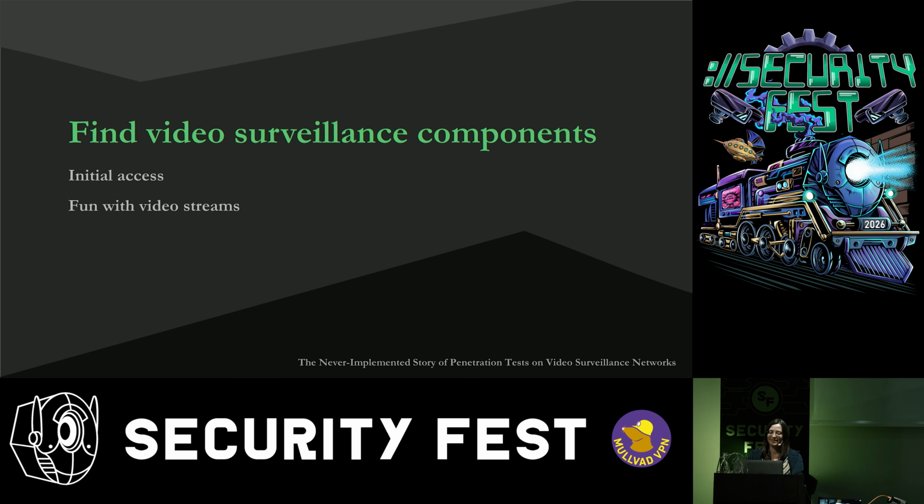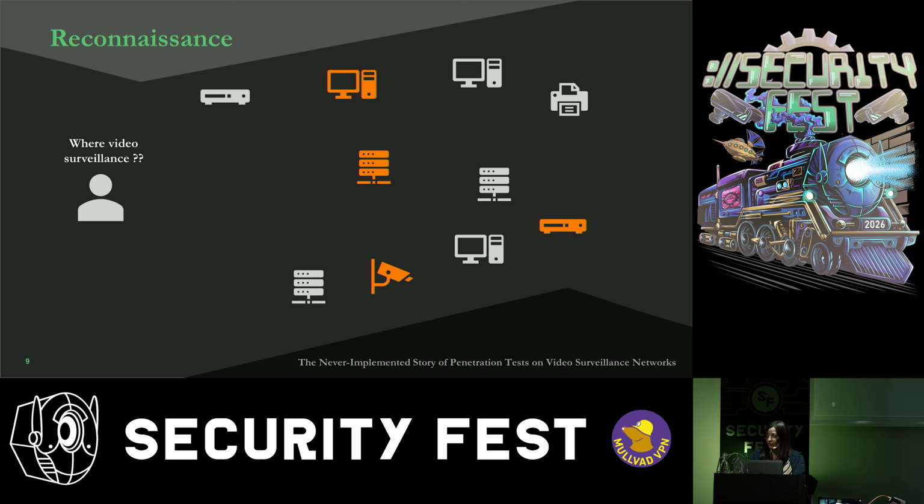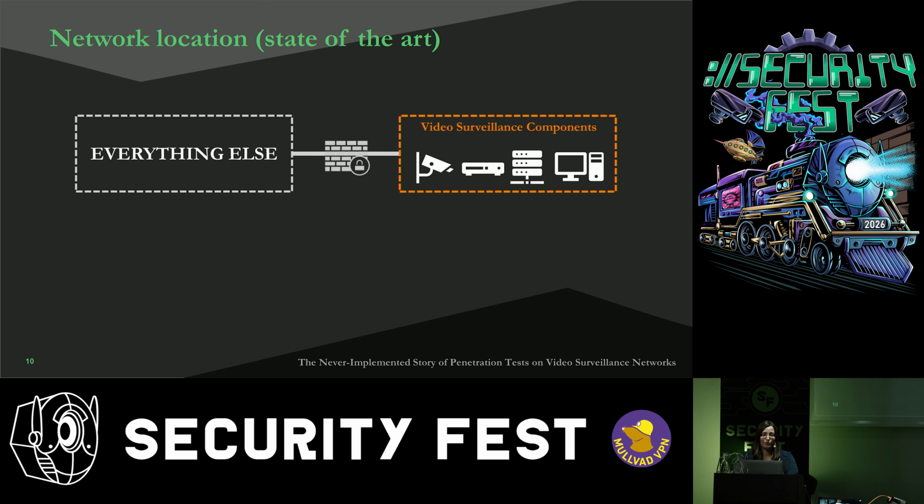OK, so first, let's find our network surveillance components. During an assessment, unless we have been given a map of the network, we don't know where these components are, so we'll start looking for them. But whether we will find them or not depends on how the network is organized, of course. If it follows the state of the art, we should never be able to see video surveillance components from a user VLAN, because then they should be in a dedicated and segmented network zone. But you can imagine that this is usually not what we see.